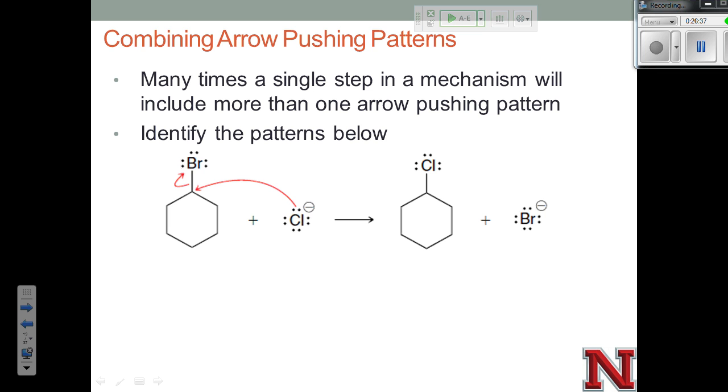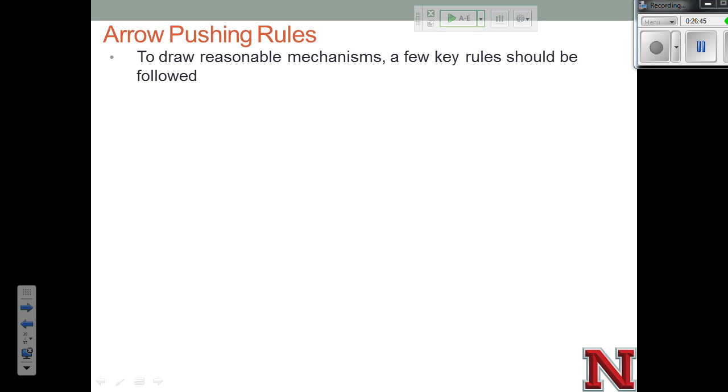So you might have multiple patterns happening at once, like our nucleophile attacking followed by the loss of the leaving group in this SN2 mechanism shown here. So a couple of rules to follow when drawing reasonable mechanisms, and then we'll go through some very common mistakes. And I think seeing the mistakes really helps. And again, this pushing of electrons, when we show these mechanisms, we call that electron pushing. I put this up, and it's very useful.